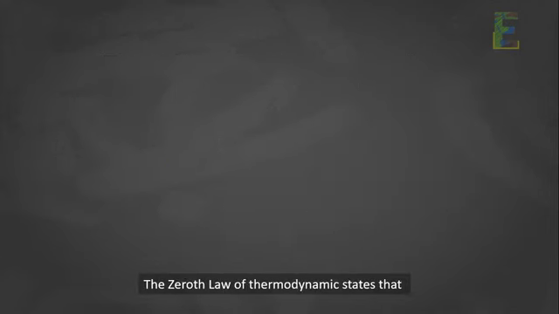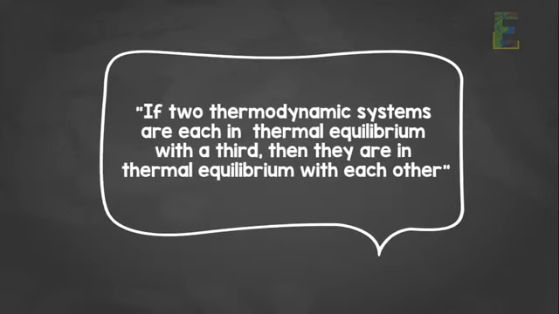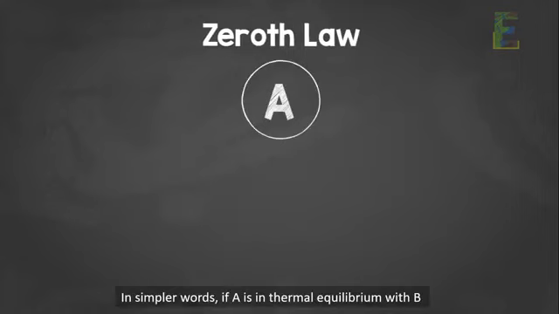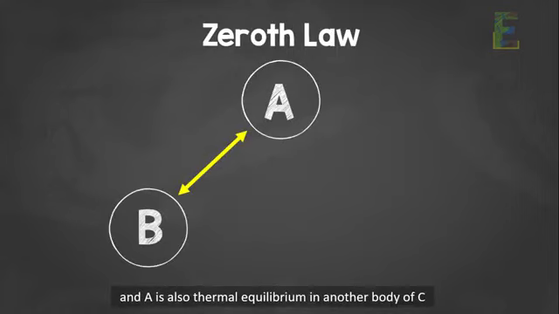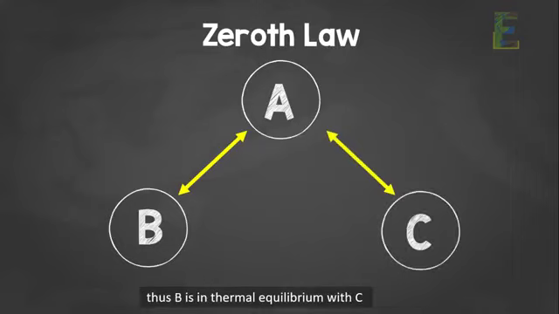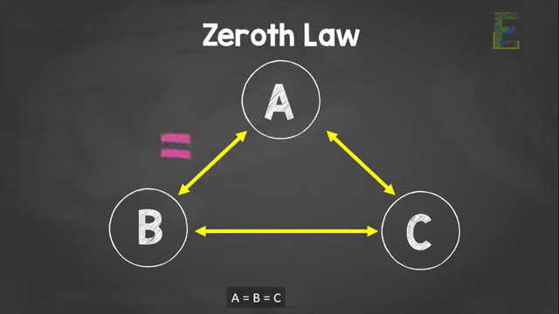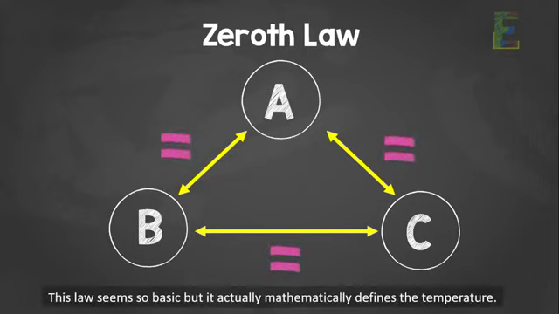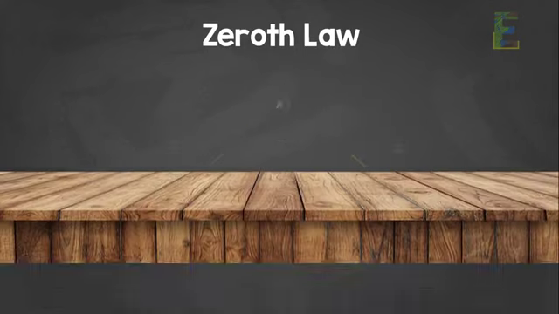The zeroth law of thermodynamics states that if two thermodynamic systems are each in thermal equilibrium with a third, then they are in thermal equilibrium with each other. In simpler words, if A is in thermal equilibrium with B, and A is also in thermal equilibrium with another body C, then B is in thermal equilibrium with C. A equals B equals C. This law seems so basic, but it actually mathematically defines the temperature.